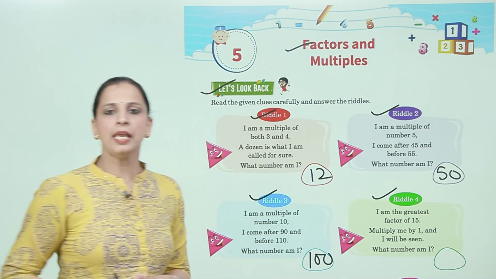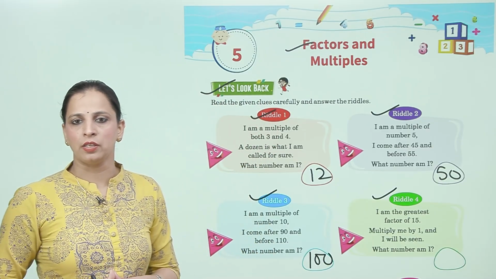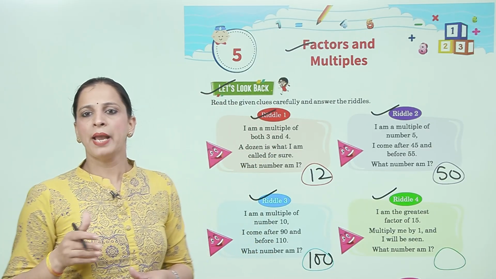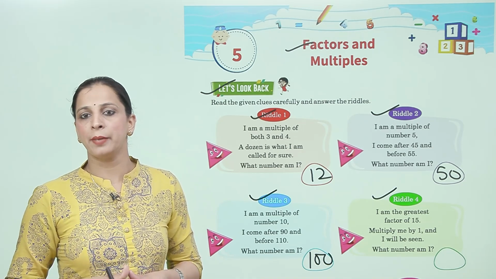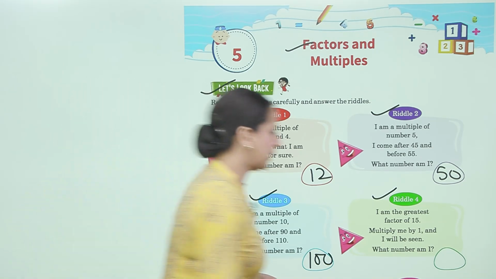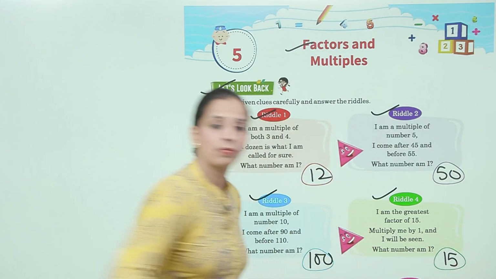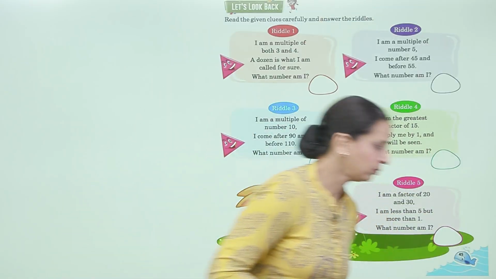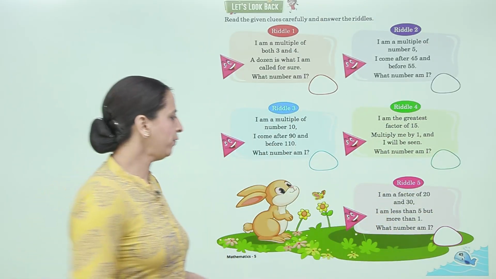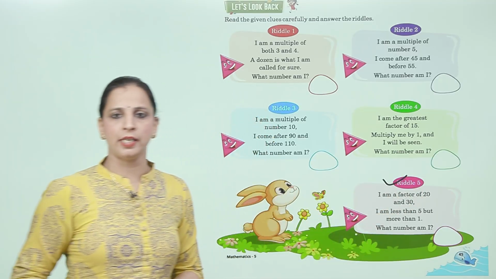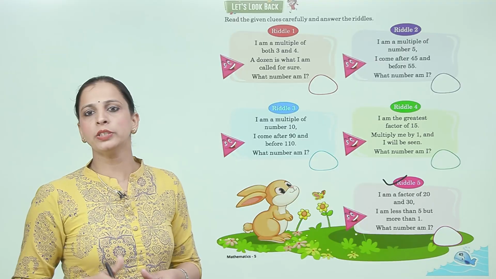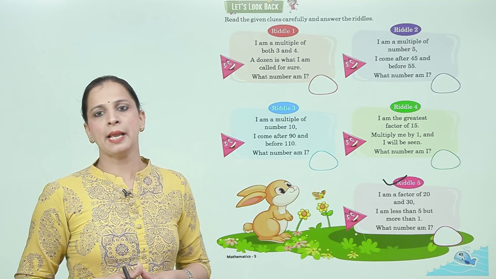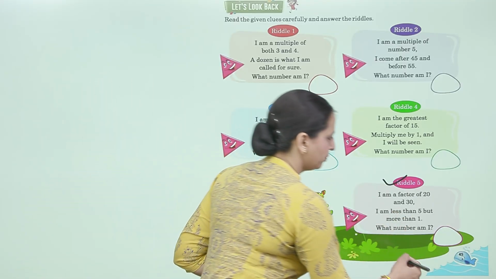Riddle 4. I am the greatest factor of 15. Multiply me by 1 and I will be seen. What number am I? Greatest factor of 15, that is 15. Now, riddle 5. I am a factor of 20 and 30. I am less than 5 but more than 1. What number am I? That is 2.